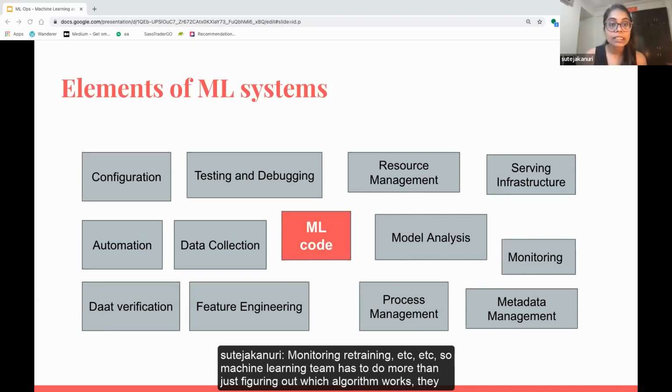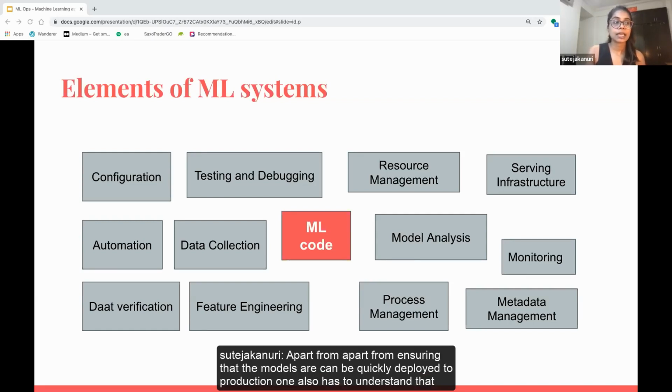So a machine learning team has to do more than just figuring out which algorithm works. They need to ensure that the entire process is repeatable, the entire process can be seamless, and it is fast to delivery.